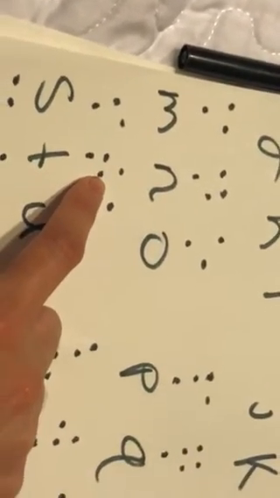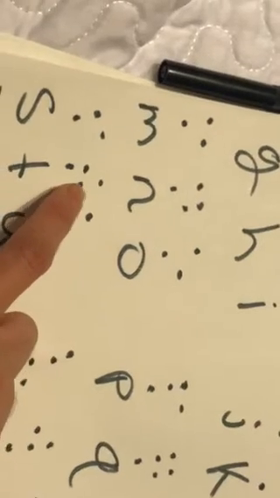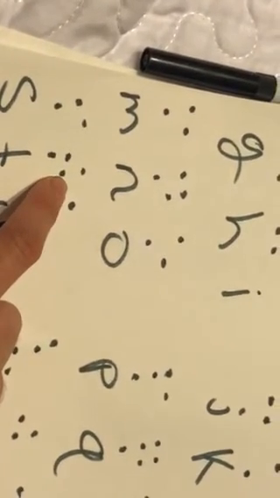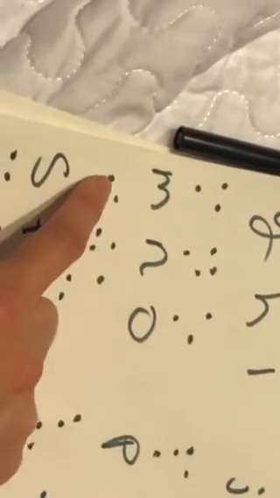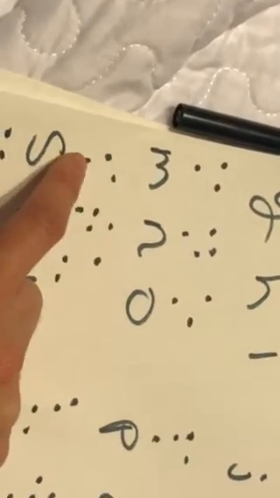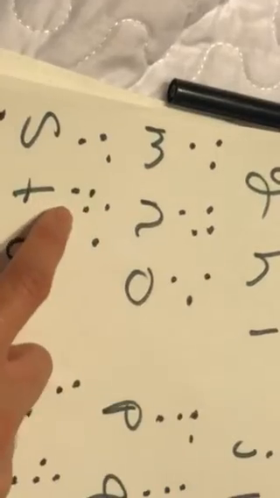And T is very similar. You would just add a dot 5. It'd be 2, 3, 4, and 5. And not just 2, 3, 4. So 2, 3, 4, S. 2, 3, 4, 5, T.